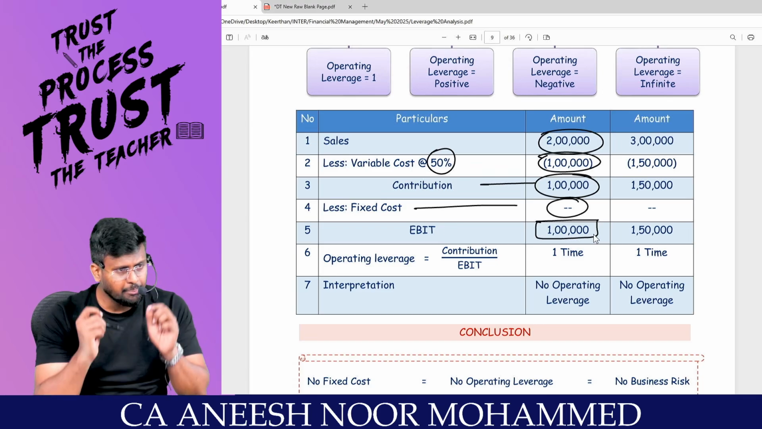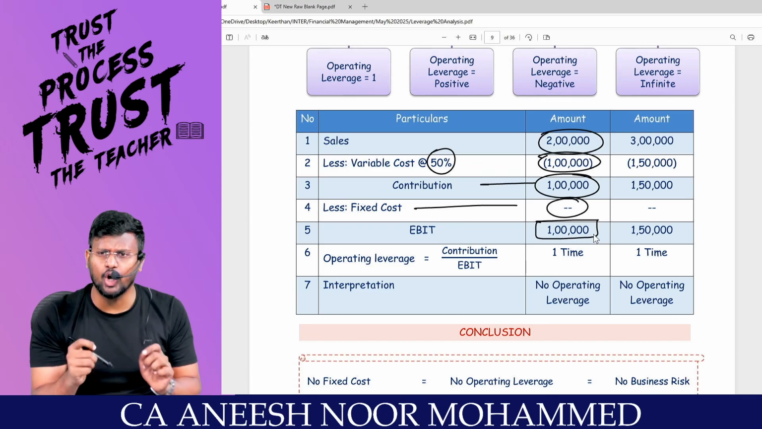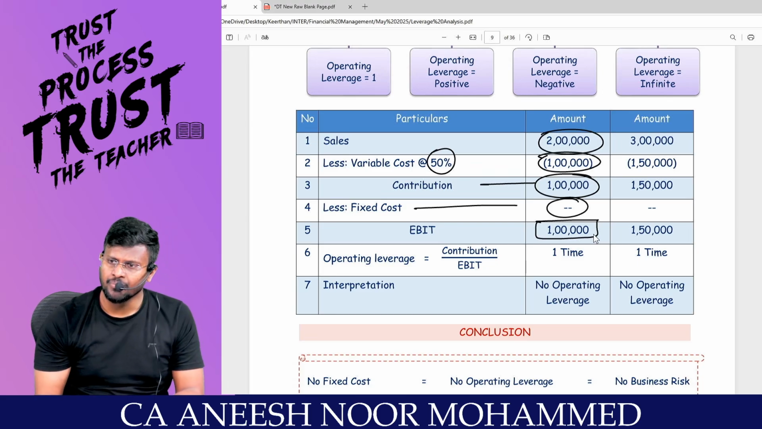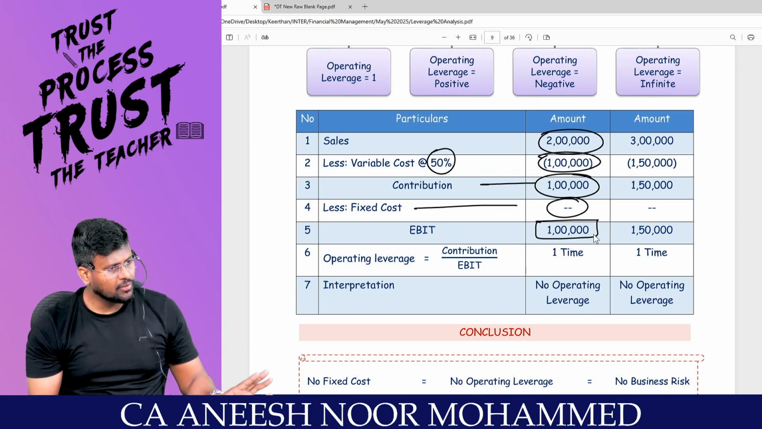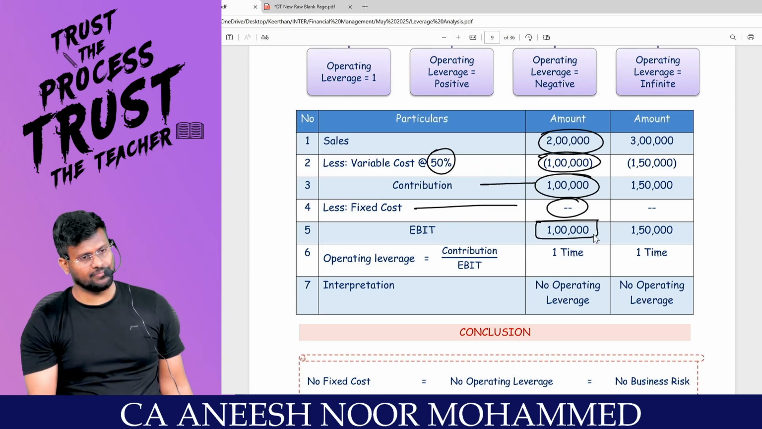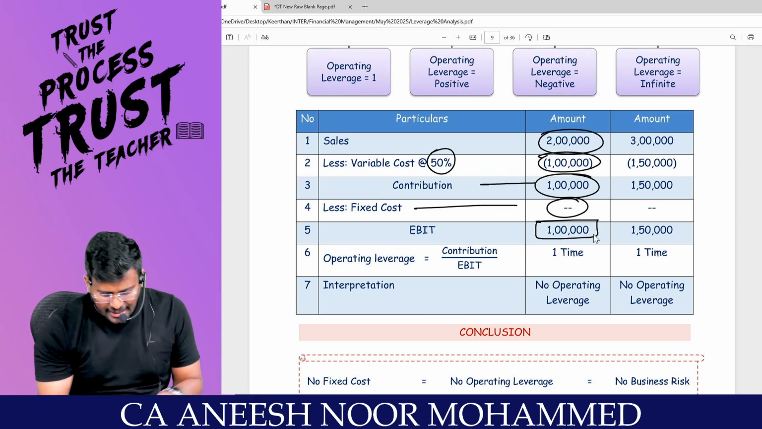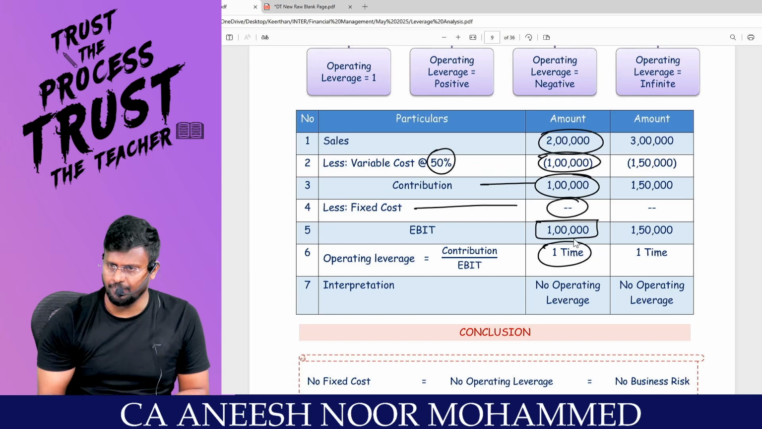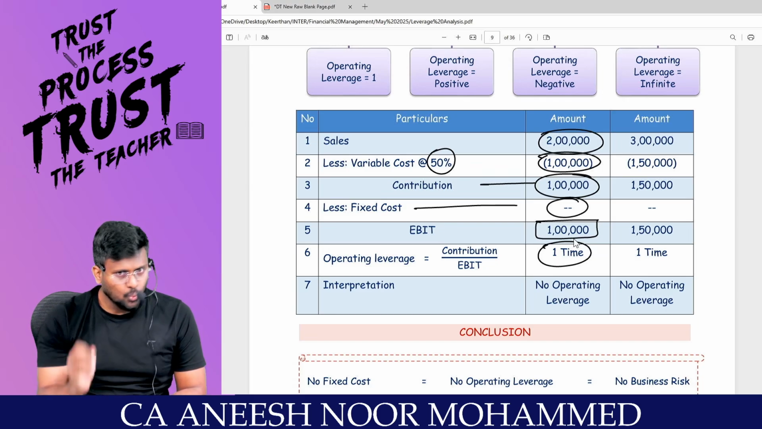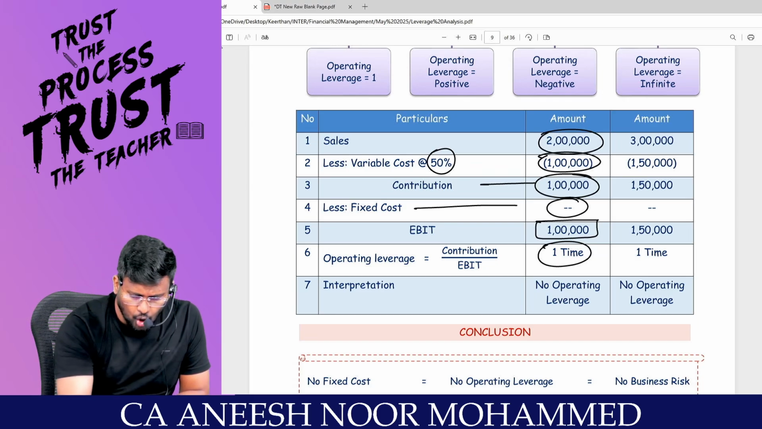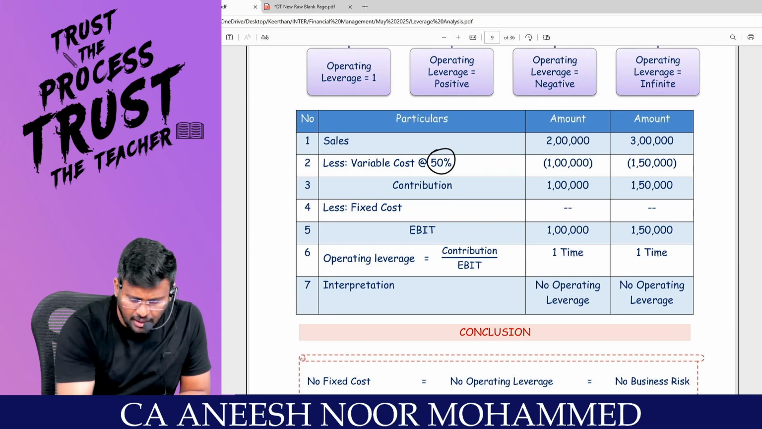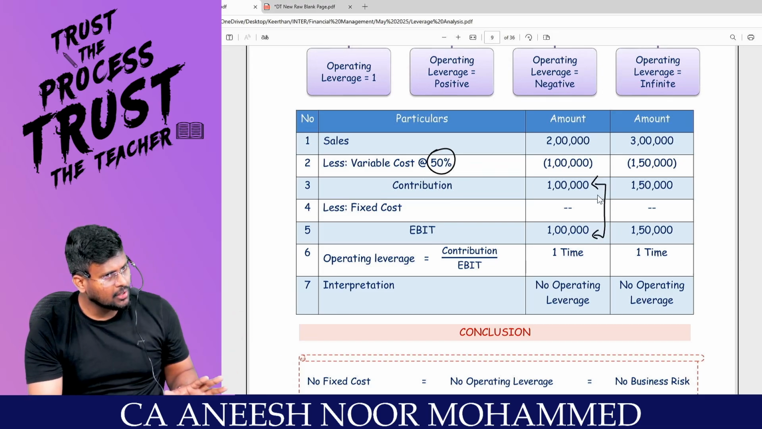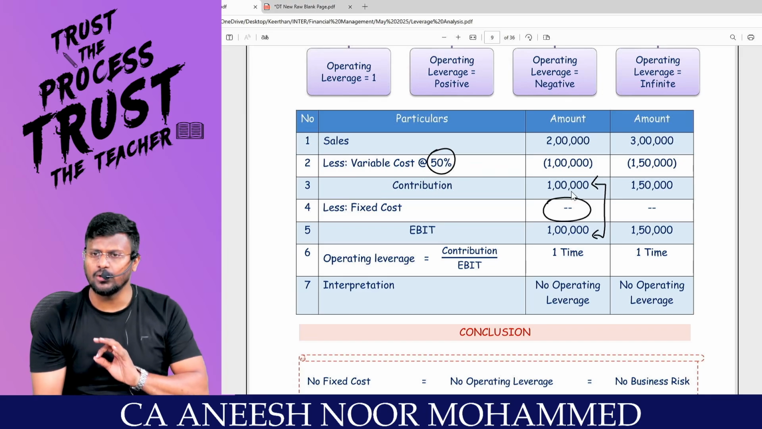1 lakh. Because of whom will we be having operating leverage? Here the company does not have fixed cost at all. If there is no fixed cost, there is no operating leverage at all. Are you really with me? That is why operating leverage is showing as one time. It is showing as one time, which means my contribution is exactly equal to my EBIT. There is no fixed cost at all.